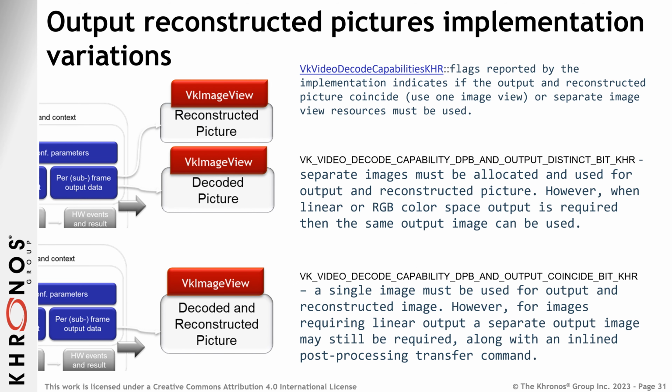Most of the video codec operations are universally used within the different IHV implementations. However, for the decode output specifically, there are two different modes that different hardware implementations can support: DPB N output distinct and DPB N output coincide. Use the video decode capabilities flags to determine if the output and reconstructed picture coincide or separate image resources must be used for the output of the decoder.